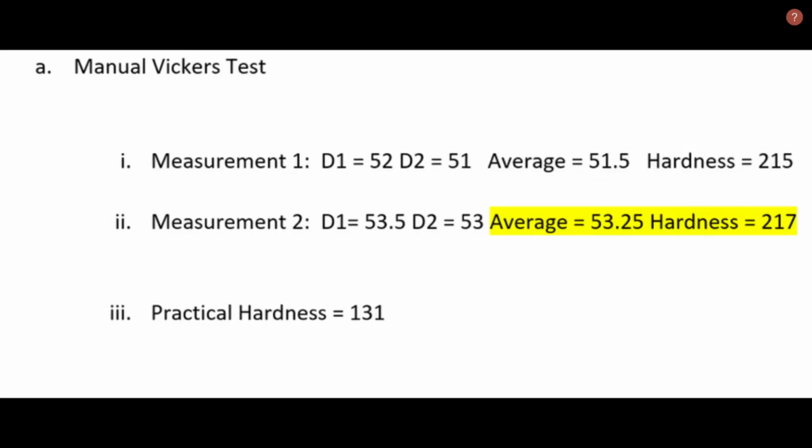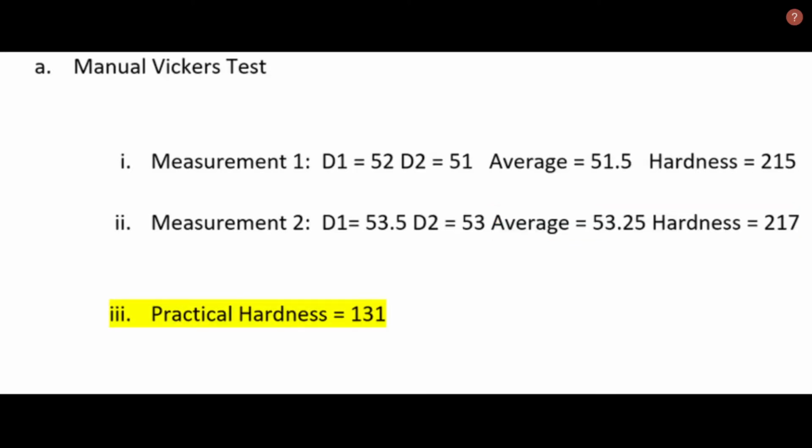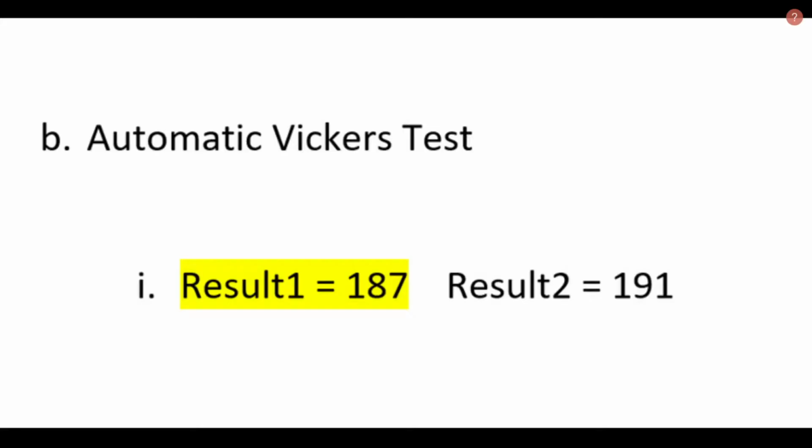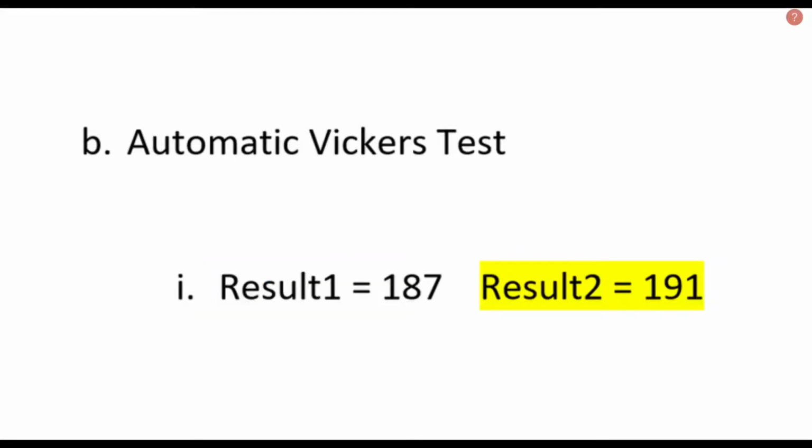Measurement 2, diameter number 1, 53.5. Diameter number 2, 53. Average, 53.25. Then the hardness was determined to be 217. The practical hardness was 131. In automatic Vickers test, the results were hardness number 1, 187. Hardness number 2, 191. As we could see, the results were not really close to what we can see in tables.